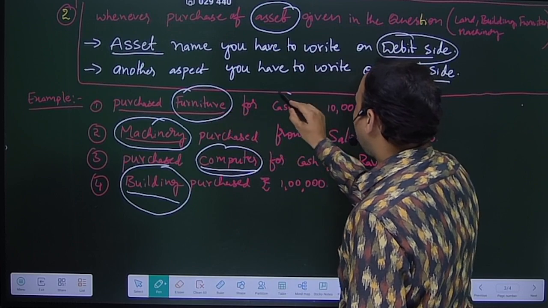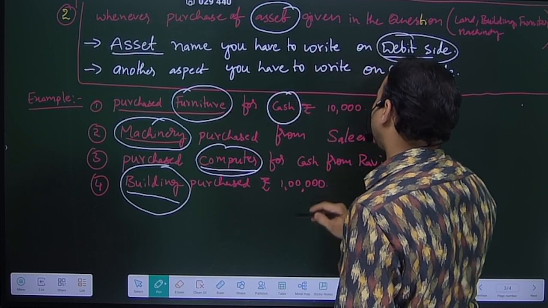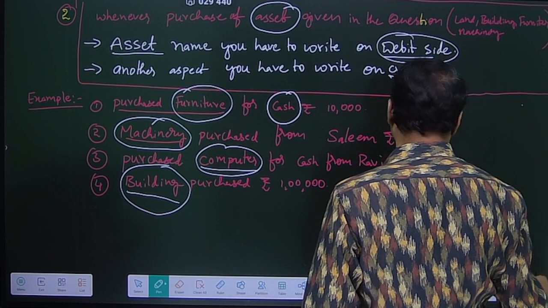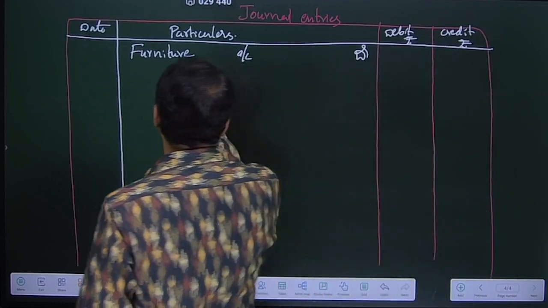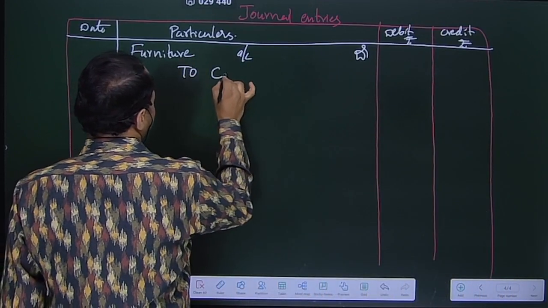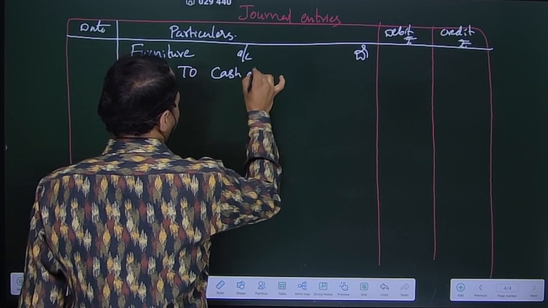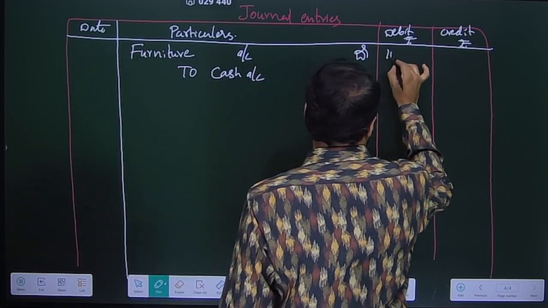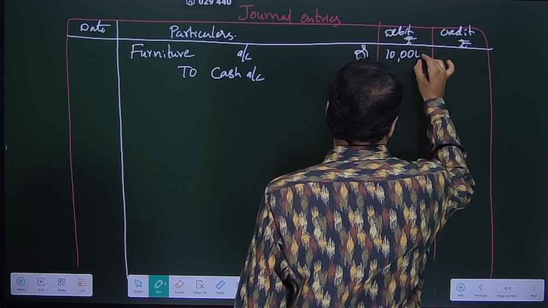Purchased furniture. How did we purchase the furniture? For cash. So what do we have to write? Credit here, cash. We write credit to cash account. Amount 10,000.